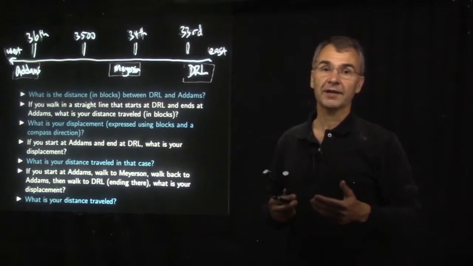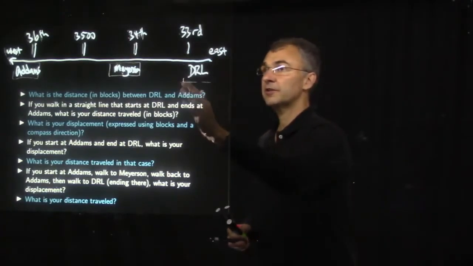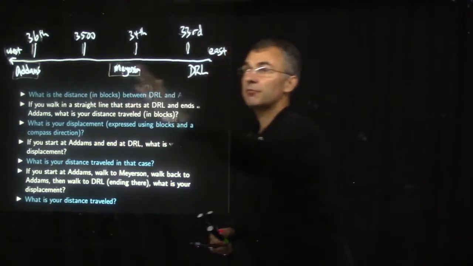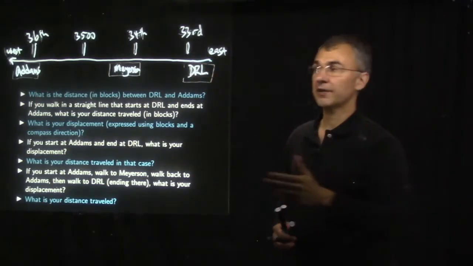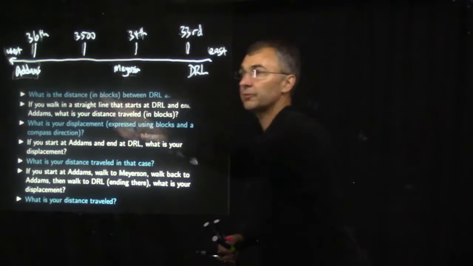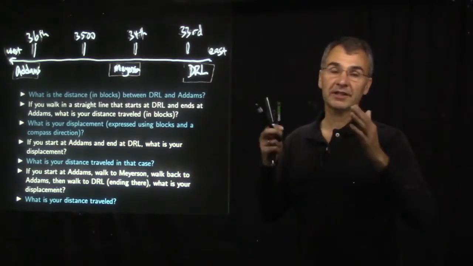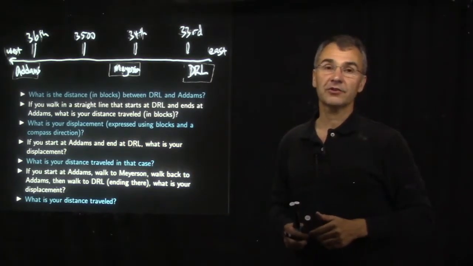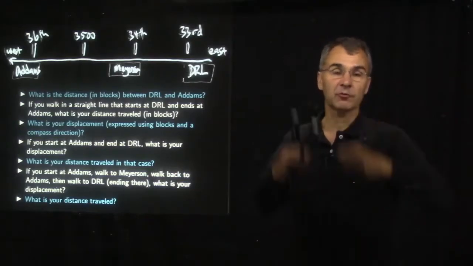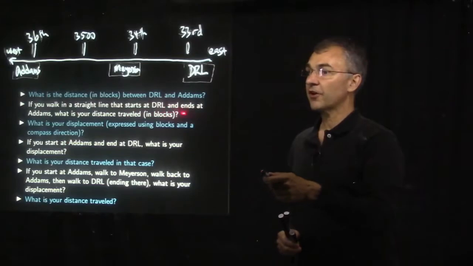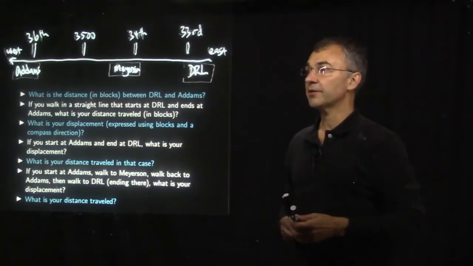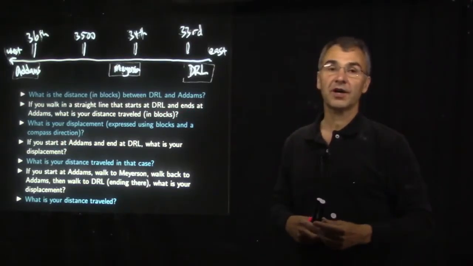How did we do that? We took our ending position minus our starting position. So we subtract the starting position from the ending position, and we take the absolute value. That's the distance. And we'll do this writing out more steps in a minute. If you walk in a straight line, it starts at DRL and ends at Addams. What is your distance traveled?